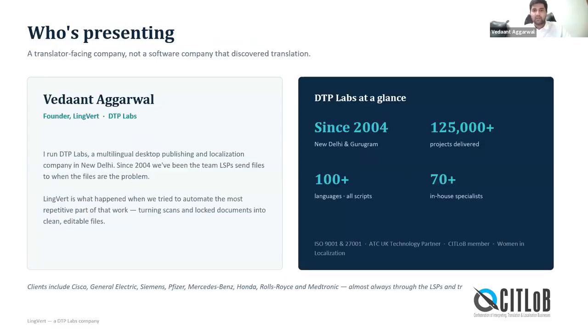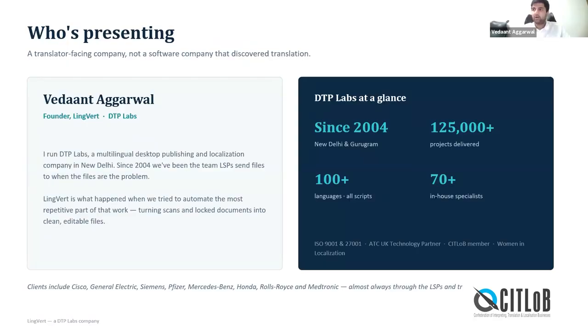A bit about me quickly. I run DTP Labs in New Delhi. It's a multilingual desktop publishing and localization company going on since 2004, and a CITLoB member like many of you. We are the team LSPs send their files to when the files are the problem. We've completed over 125,000 projects with 70 specialists in-house and 100 plus target languages. Most of that work arrives from LSPs worldwide and from translators. So we work with people in this room, not instead of them.